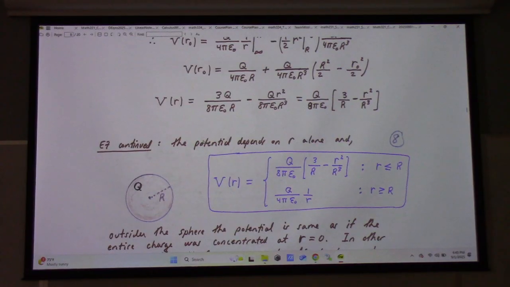So in short, when we calculate the voltage for a uniformly charged sphere, inside we get this funky expression: Q over 8 pi epsilon naught, 3 over R minus r squared over R cubed. Notice that when we let r equal big R, this just drops back to Q over 4 pi epsilon naught 1 over R. So the voltage has to be continuous everywhere. We're going to prove that today.